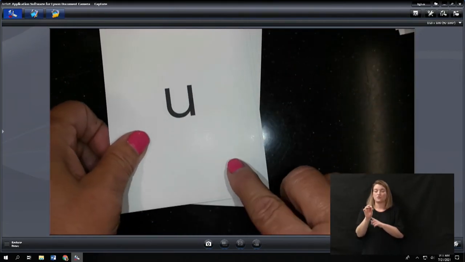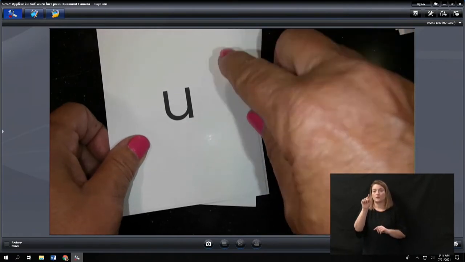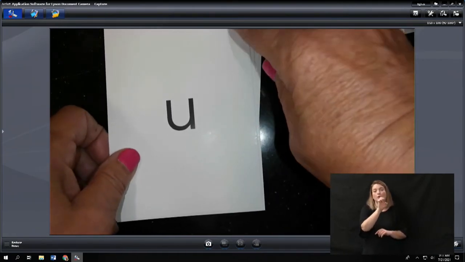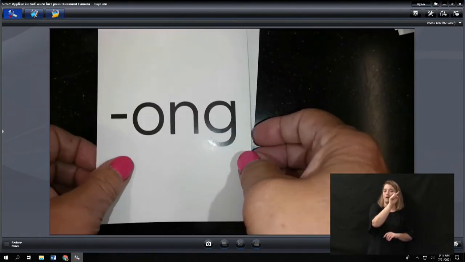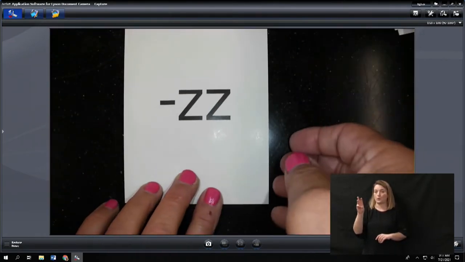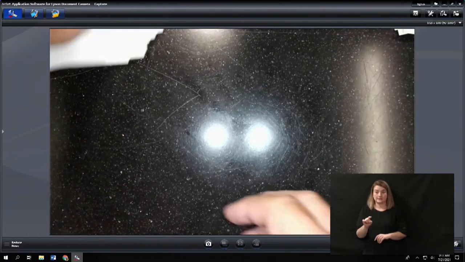And now we know the other sound, u. Let's do it together. Okay, that's how you would do a visual drill, and notice that I did it pretty quickly, and you can get through it pretty quickly when they're used to the procedure.